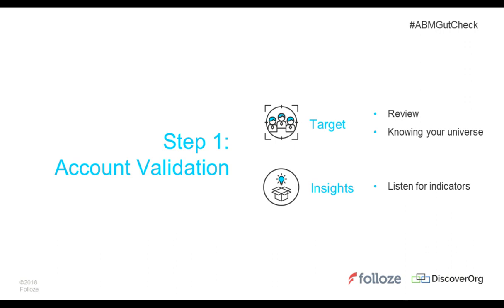Great. All right, let's jump right into it. All right, step 1, account validation. Once you've established account criteria and identified your targets, you will need to document this process, but also establish a cadence in which you will review this list with sales, your marketing team, and customer success.